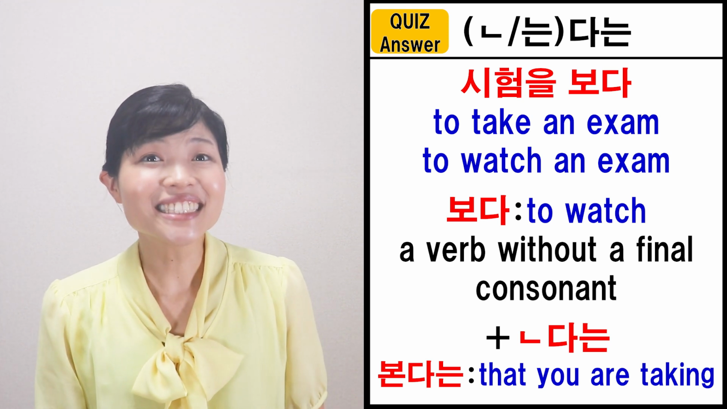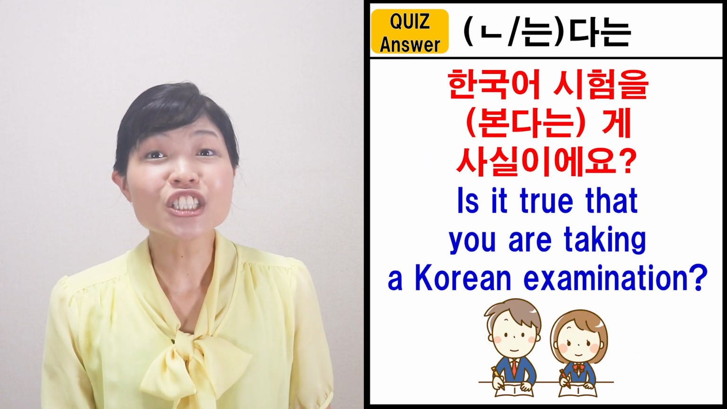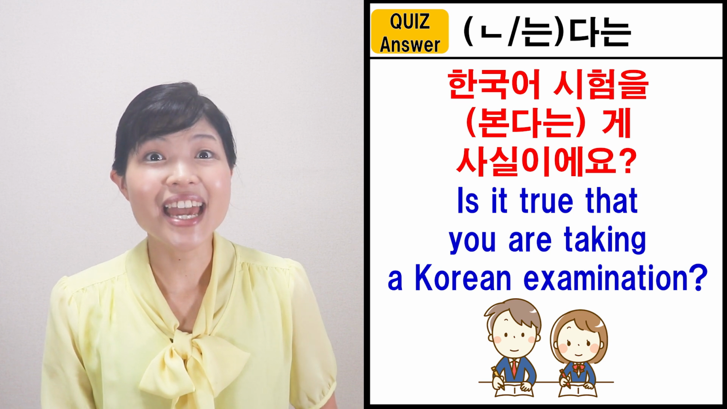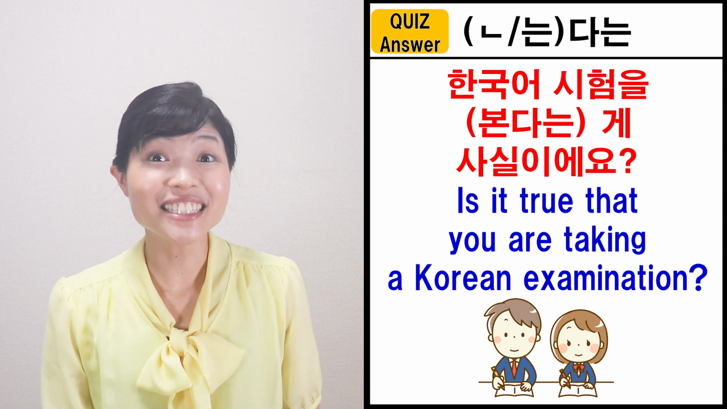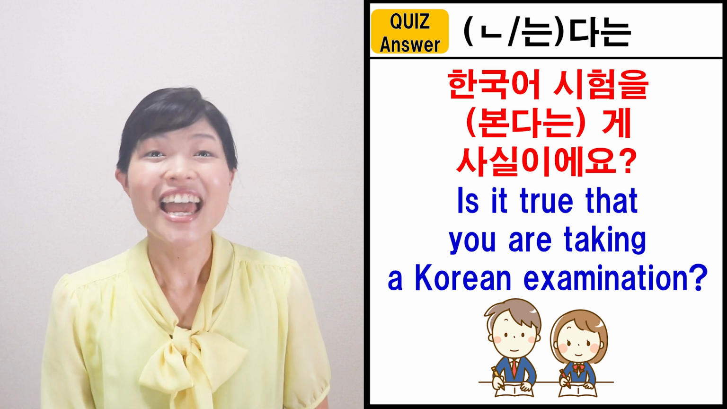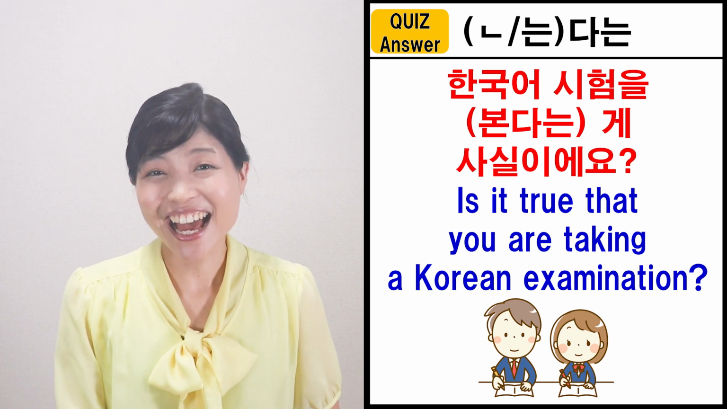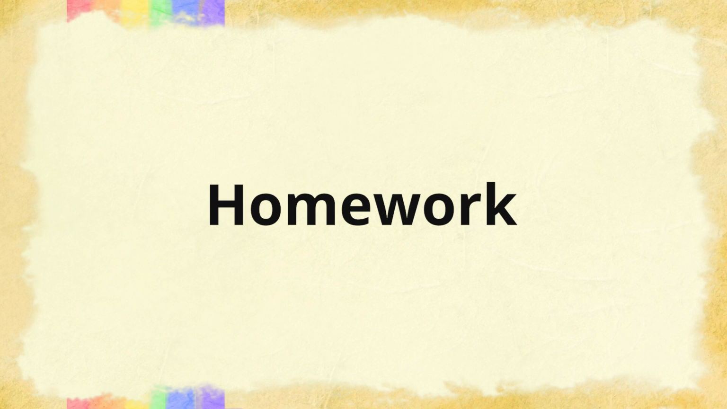Now, let's read this sentence together. 한국어 시험을 본다는 게 사실이에요. Let's imagine that you are talking to your friends who are studying Korean now, and you can read it 3 times. Now you've learned up to this point, you might get the feeling of today's grammar. I'm sure that you guys are exceptionally excellent students.